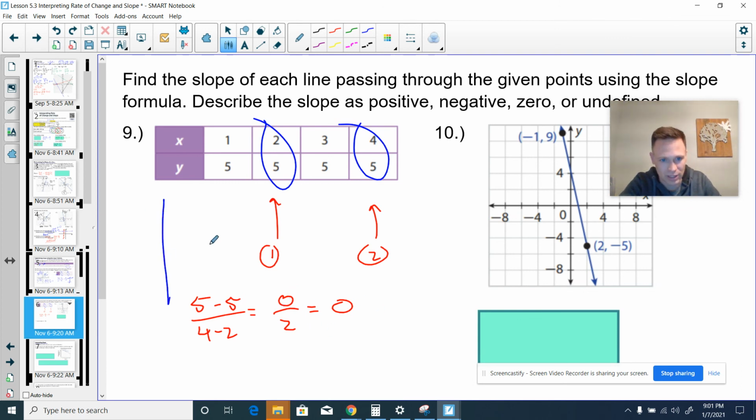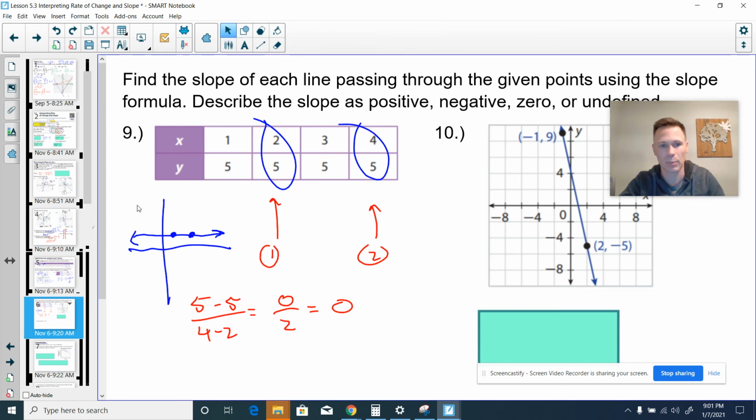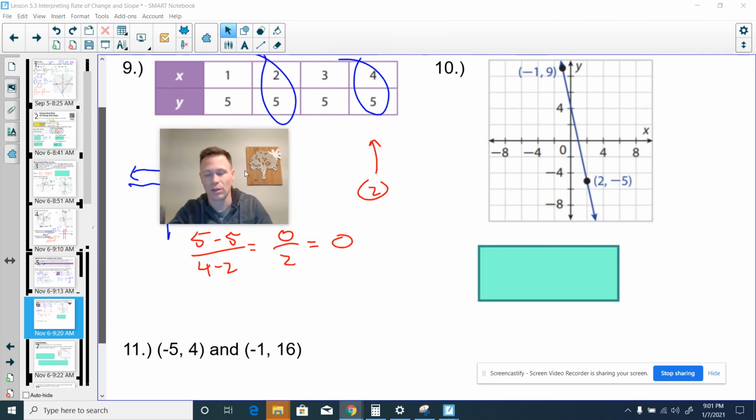So again, let's make sense of what this looks like on the graph. If I were to graph the point, say (5, 2) is here, right? And then (5, 4) might be here. That would be a horizontal line, which makes sense with what we know about a horizontal line and the slope being 0. Okay. Next one here.